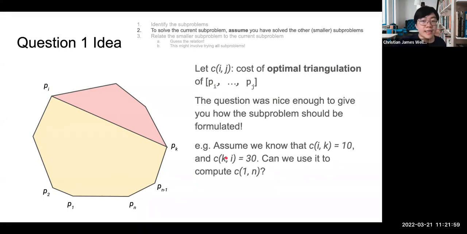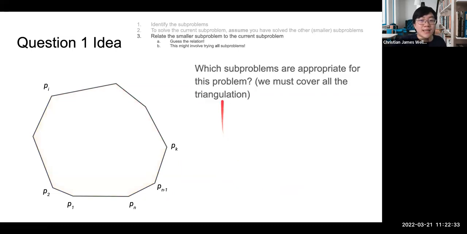Then again, to solve the current subproblem, assume we know some values we can obtain. Can we use them to compute the current subproblem? The example I gave earlier was that maybe I have Cik and Cki. Let's just assume they are 10 and 30. Can I use 10 and 30 in order to compute C1n, the entire thing? Is it enough to cover all the possibilities? Maybe it's 10 plus 30, maybe it's 10 times 30, maybe it's the minimum of 10 and 30. What exactly is the relation? That is the problem that we try to cover.